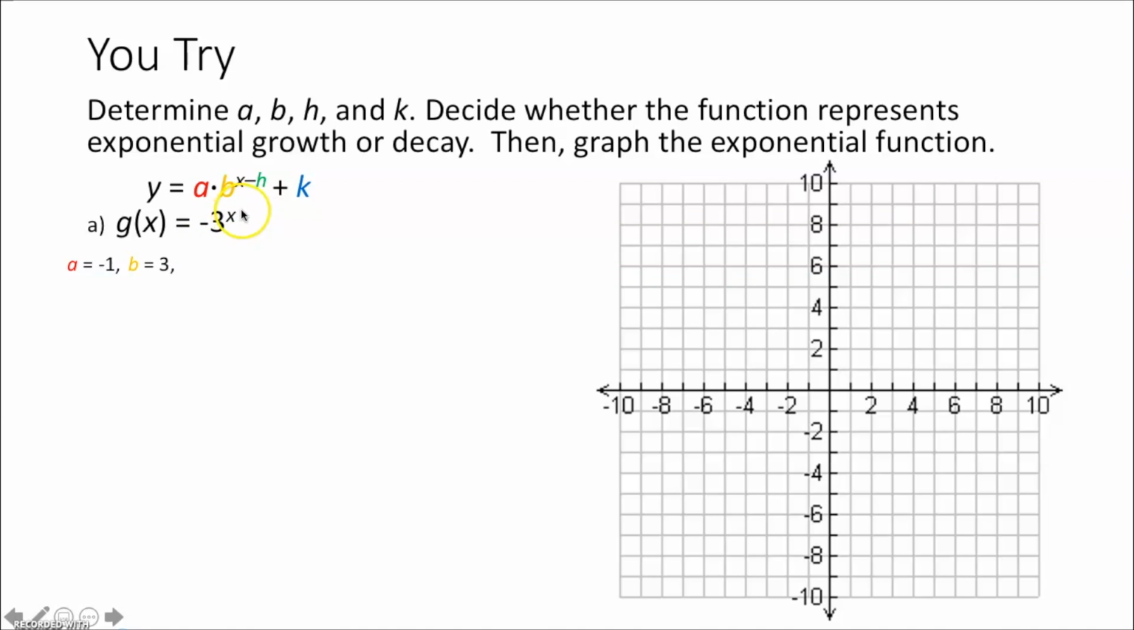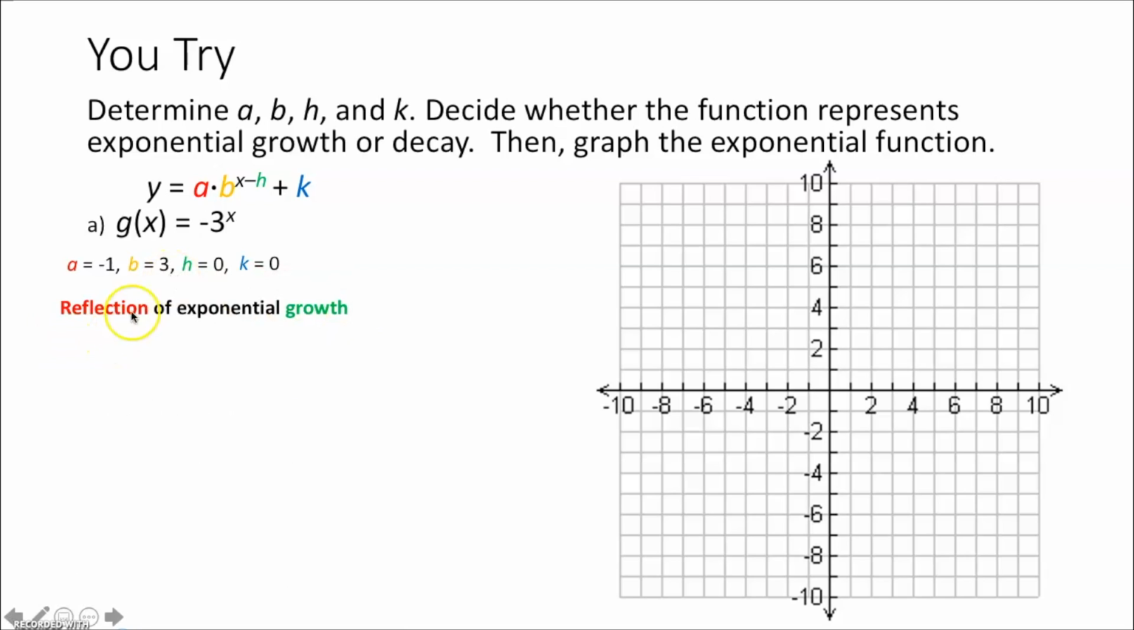Our H value is whatever's added or subtracted in our exponent, the opposite of that. So that would in this case be 0. And then K value is whatever's added or subtracted at the end. So that would also be 0. We need to decide, is this exponential growth or decay? Well, your B value is 3. Since 3 is greater than 1, this is going to be exponential growth.